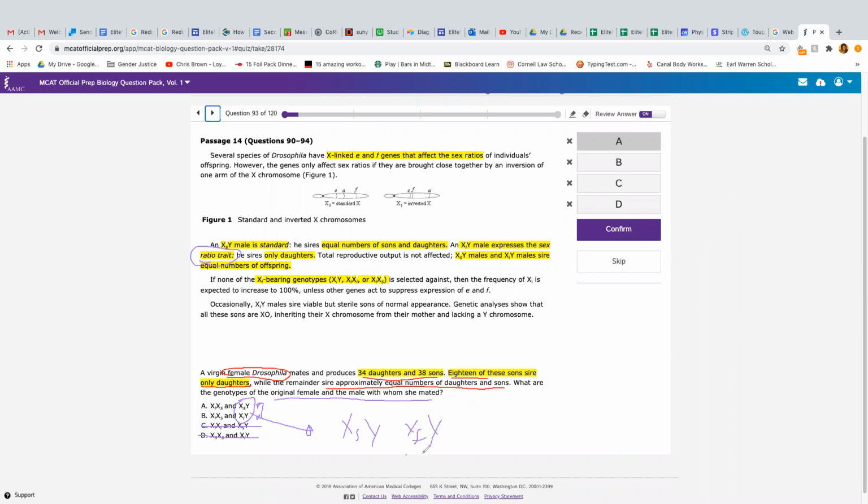So if you take a second and you think about it, any male that has the mutant allele cannot make male offspring. And if they cannot make male offsprings, they cannot be the parent that led to the 38 offsprings that were sons. And so from that, you can then say that A must be our answer.